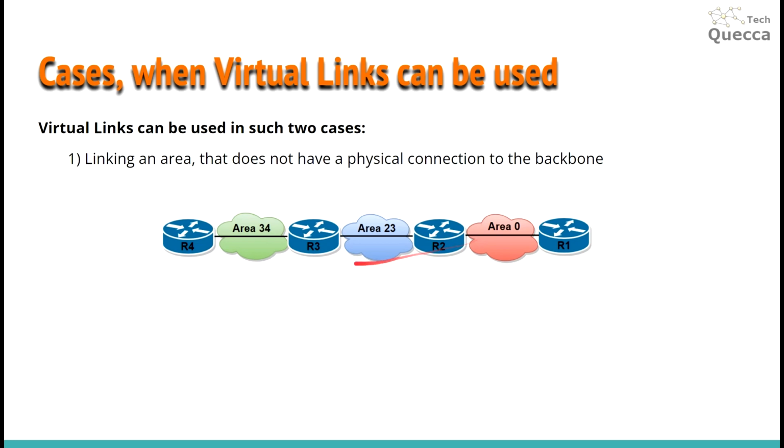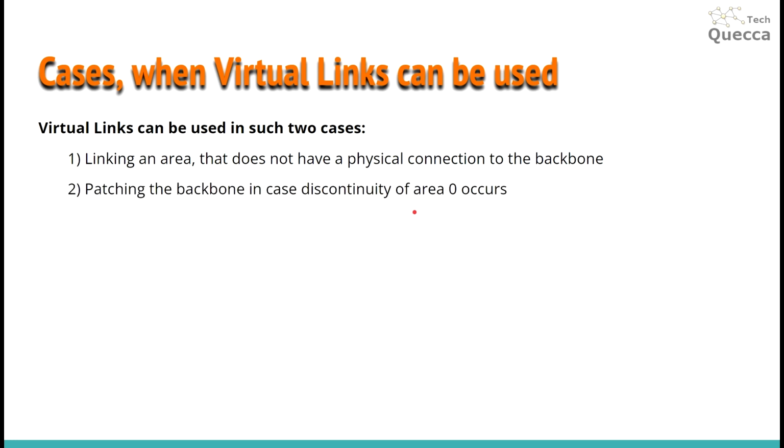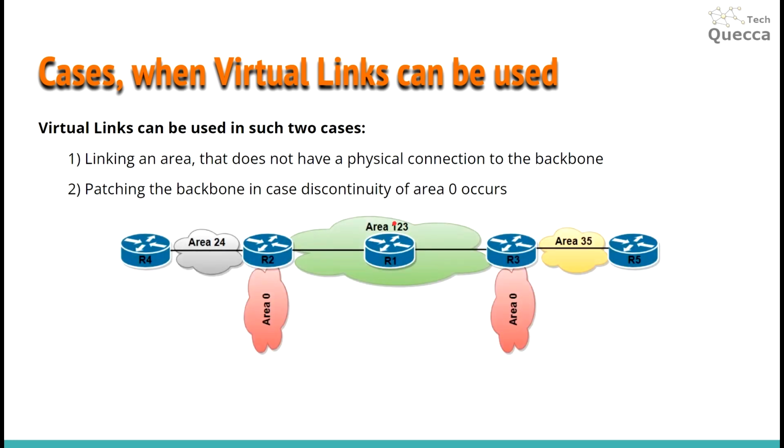We have area 0, and area 34 does not have a physical connection to the backbone area. So in this case, we probably need to create a virtual link for area 34 to get into area 0. Or second one, patching the backbone in case discontinuity of area 0 occurs. This is our example. In this case, we need to create a virtual link.